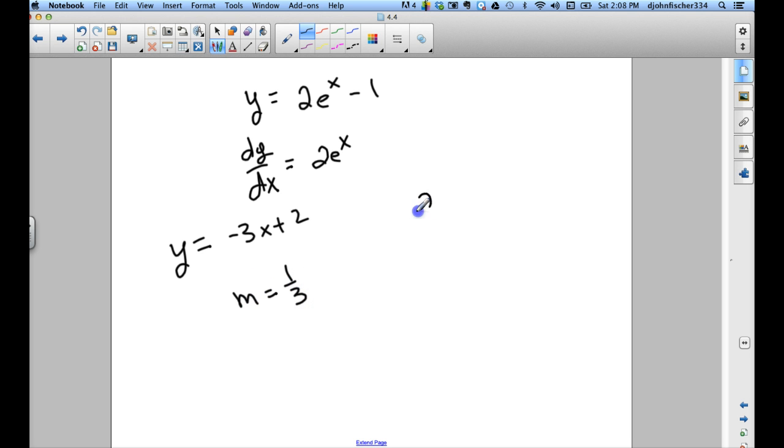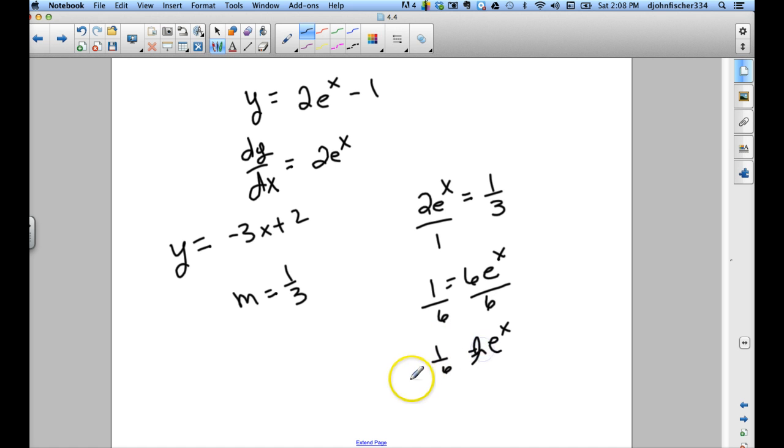So we want to know when 2e to the x is equal to 1/3. So I'm going to cross multiply. I'm going to get 1 is equal to 6e to the x. Divide by 6. E to the x is equal to 1/6. Take the natural log of both sides. So x is equal to the natural log of 1/6. And this is at what point?